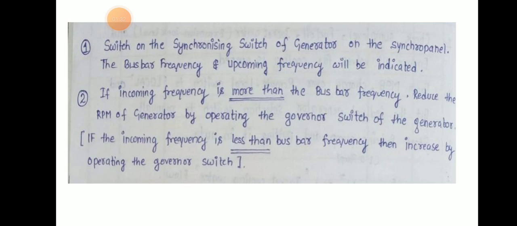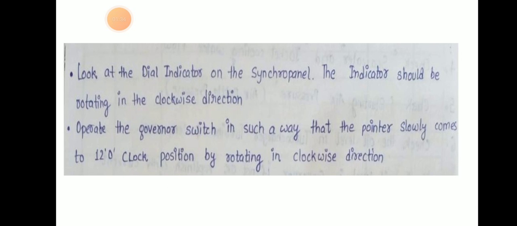Next, you have to look at the dial indicator of the synchronous panel. It should always be rotating in a clockwise direction. We have to ensure that, using the governor switch, the pointer slowly moves near the 11 o'clock position. When it comes near 12 o'clock, that is almost 11 o'clock position, we have to operate the governor switch.